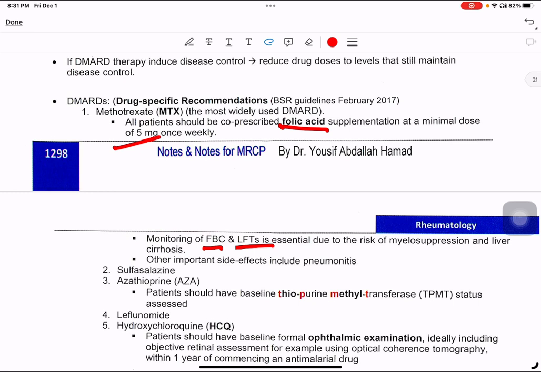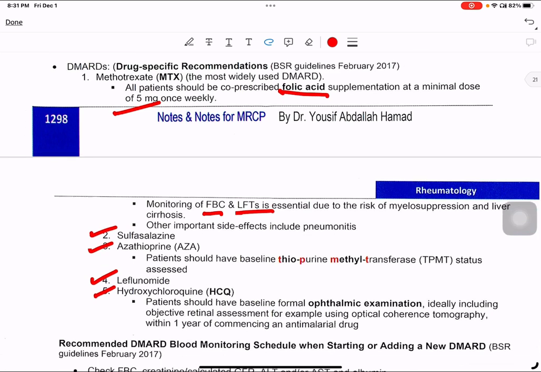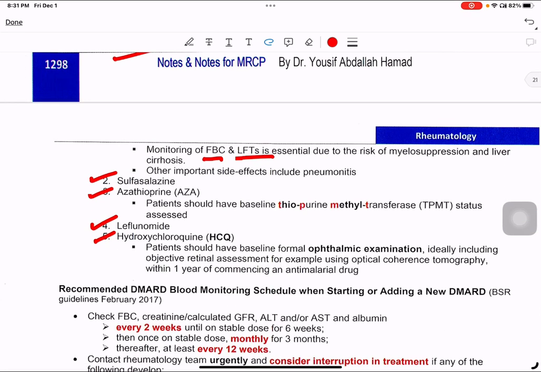The second-line drugs are sulfasalazine, azathioprine, leflunomide, and hydroxychloroquine. Those who receive hydroxychloroquine should have regular ophthalmic examination because it can cause chloroquine retinopathy.